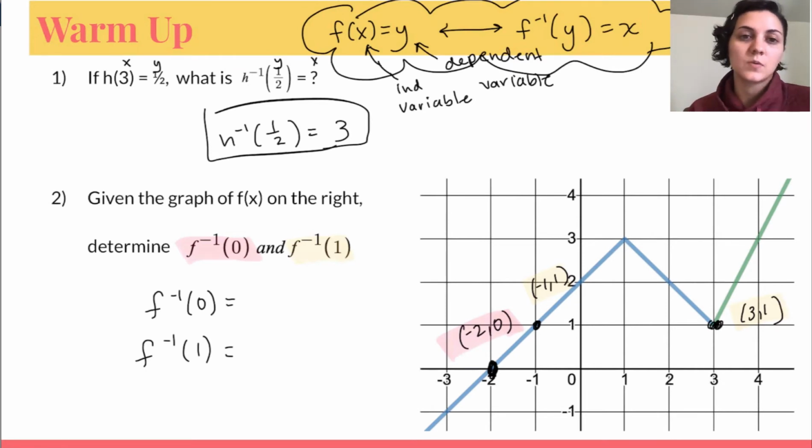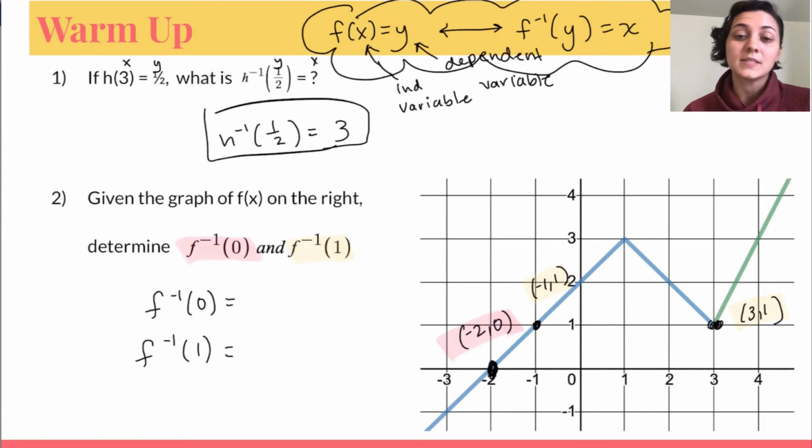So for instance, with the first problem, I was given a function h and values of h, so h of 3 equals 1/2. To find h inverse of 1/2, I would use the x value as my output now. So the independent and dependent variables switched, so that now the inverse function is equal to the independent variable 3.